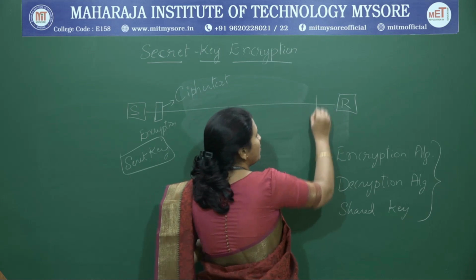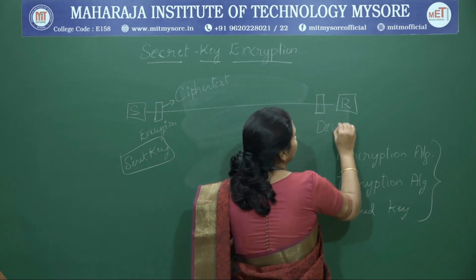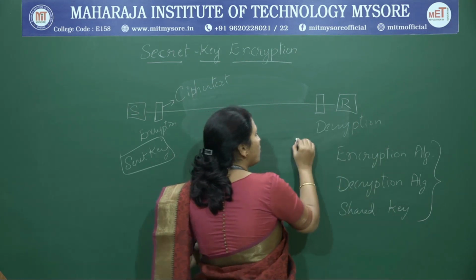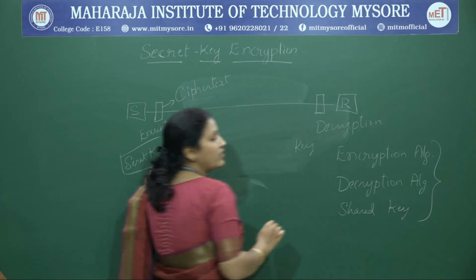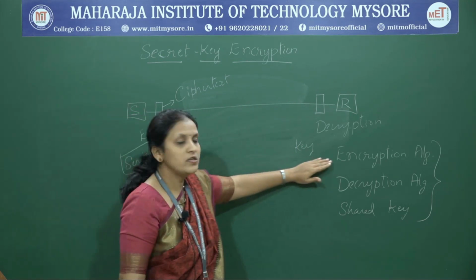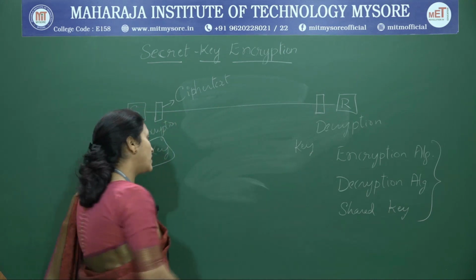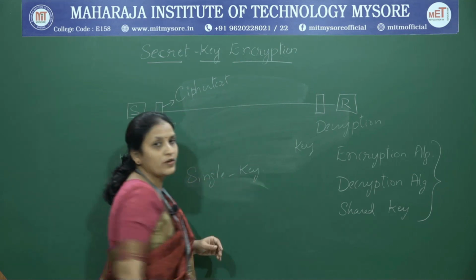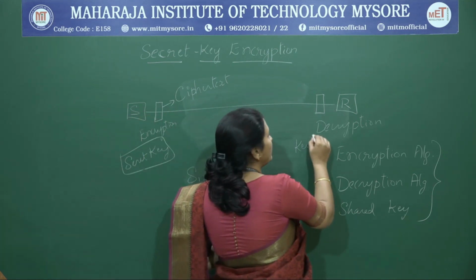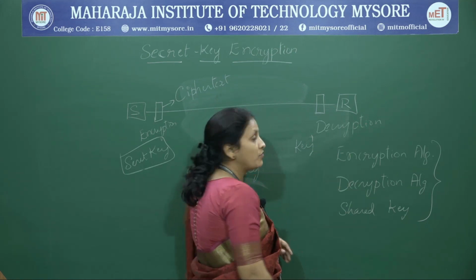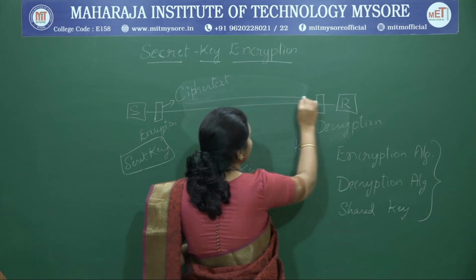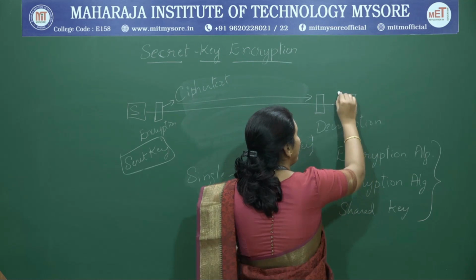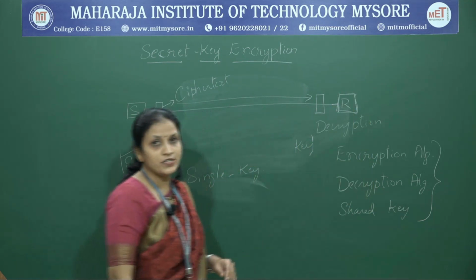At the receiver end, here we have the decryption algorithm. Again, we are going to make use of the same secret key which we had here. The same secret key which we had here is going to be used here. That is why we call this the single key encryption method. With the help of this key and the decryption algorithm, whatever ciphertext is passed through the network is decrypted back to its original form and the actual message is given to the receiver here.